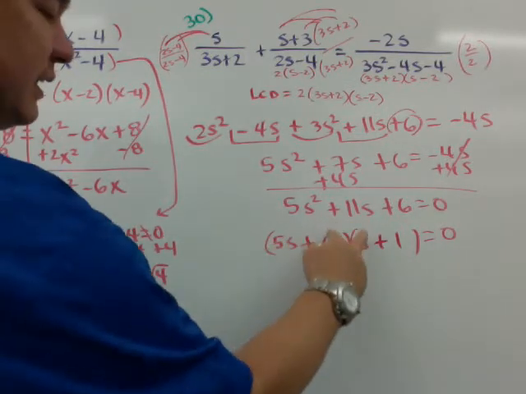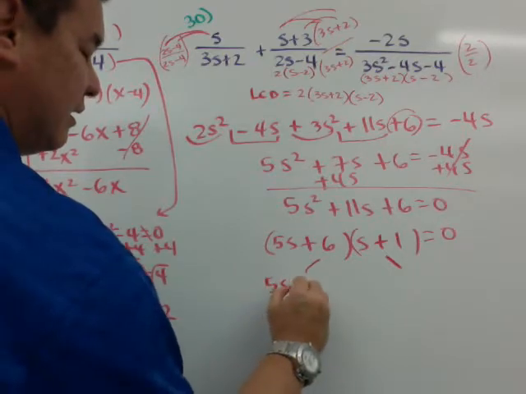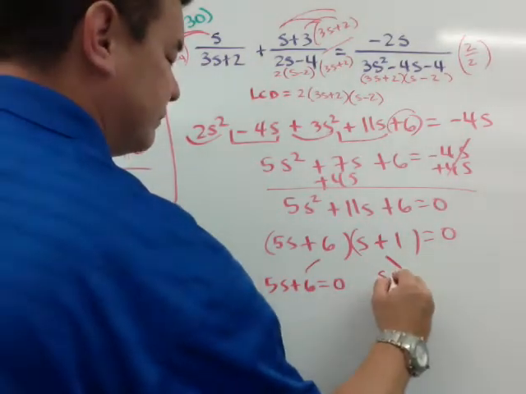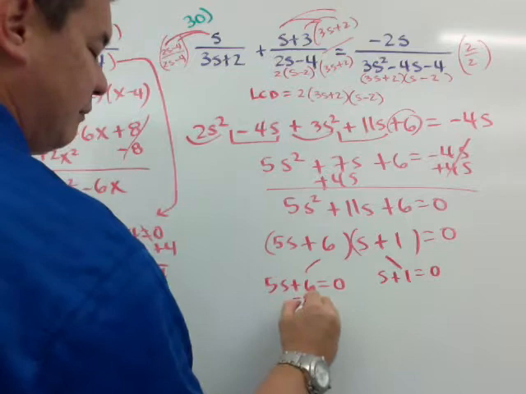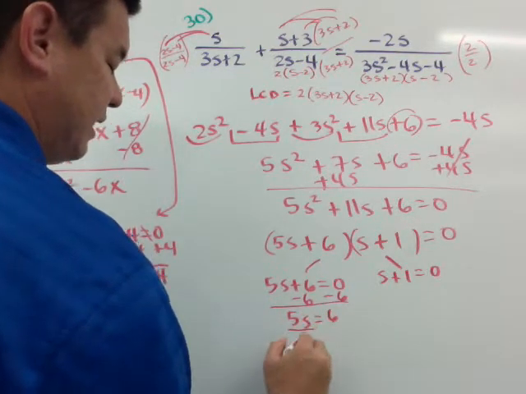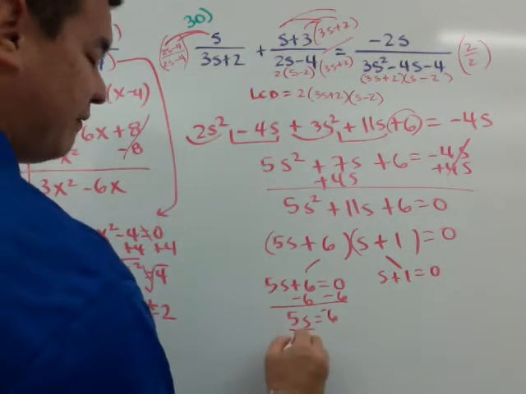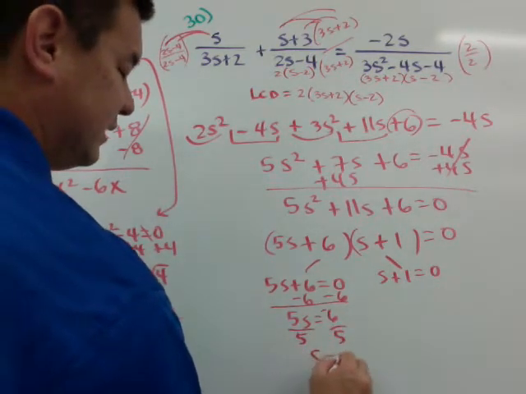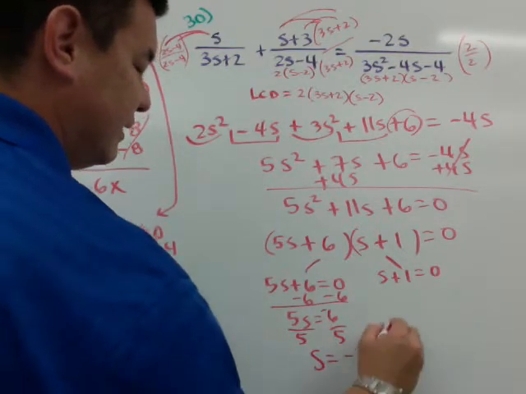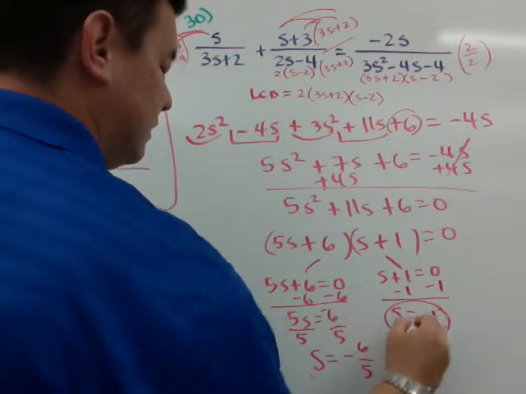So all I did was factor this down. And now I do my zero product property. Minus 6. 5s is equal to negative 6, divided by 5. And s is equal to negative 6 over 5. Minus 1. S is equal to negative 1.